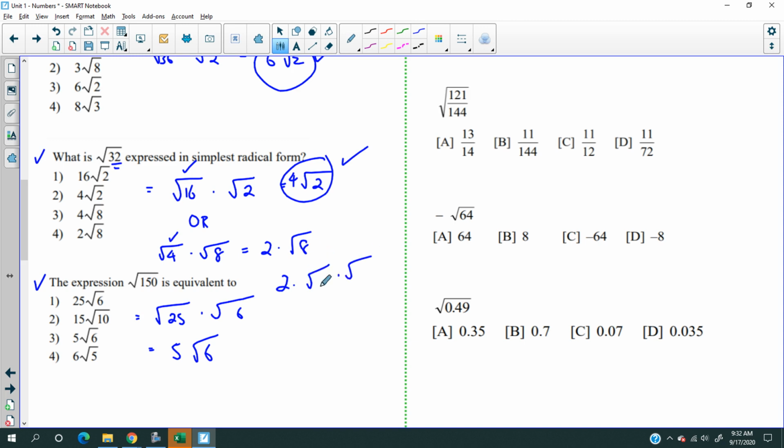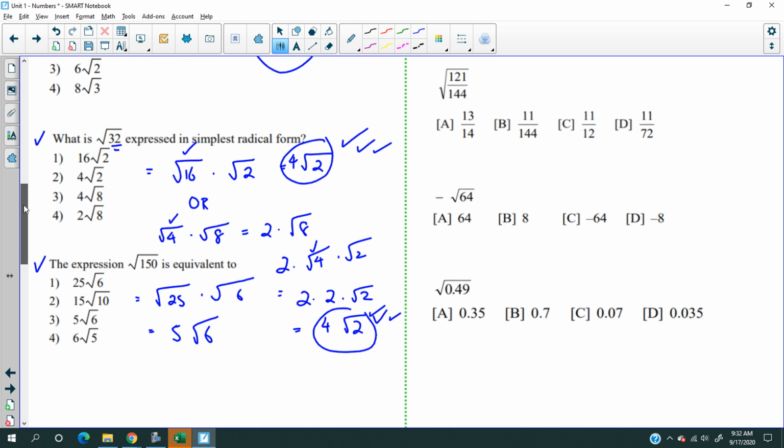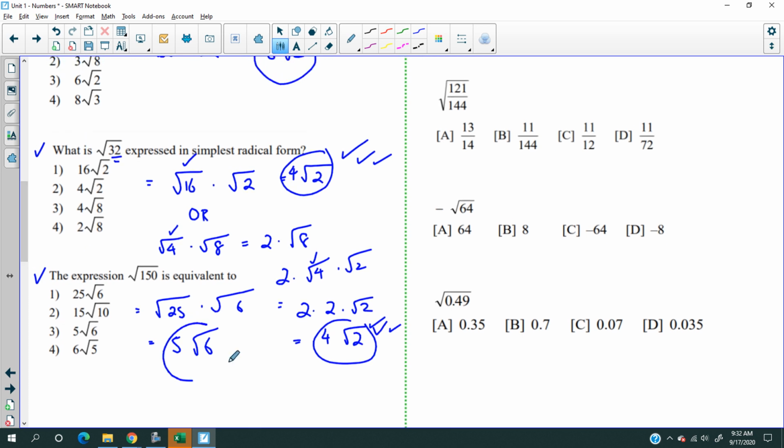What times what gives you 8? Right, 4 and 2. So look, what's the square root of 4? That's a perfect square. 2. You see that? See what's happening? 2 times 2, 4. 4 square root of 2. Same answer. And that's how we know that we can do that. All right, let's see what else. So that's the answer for this one.